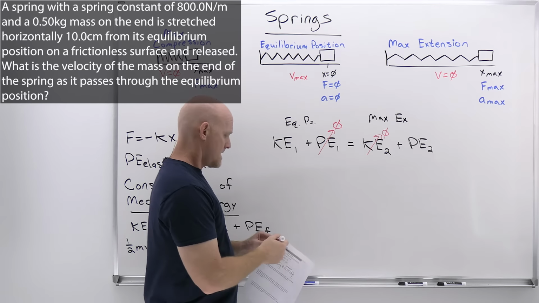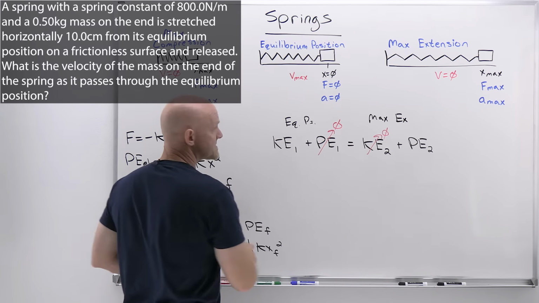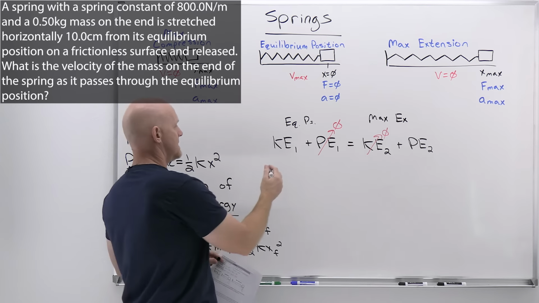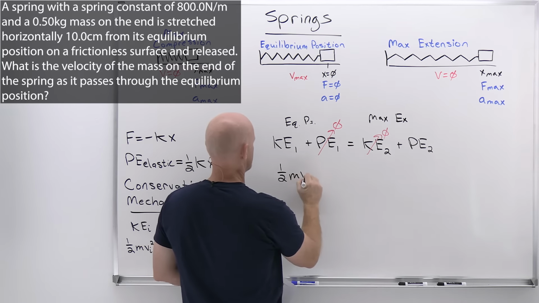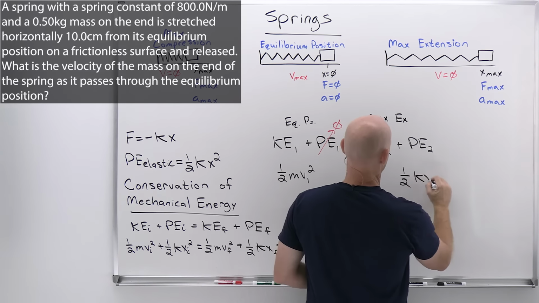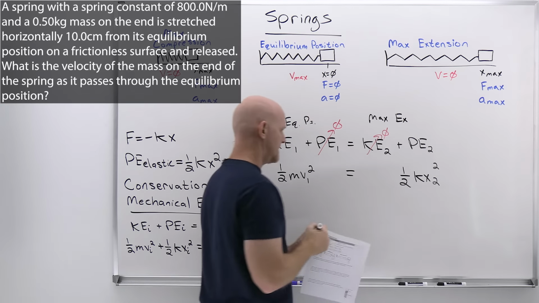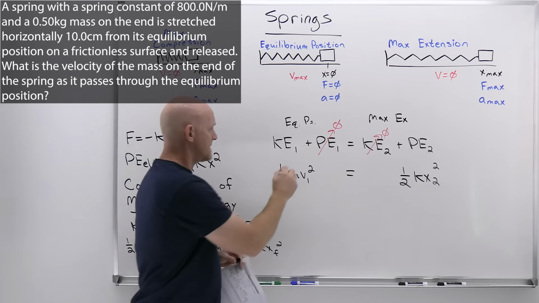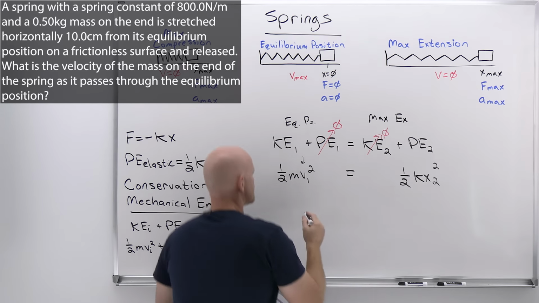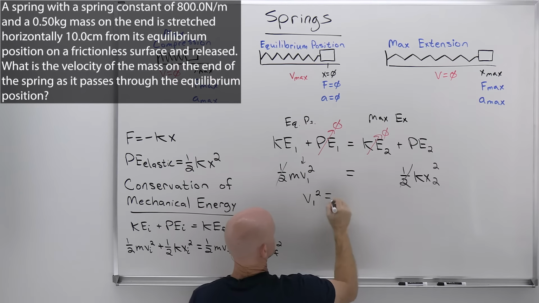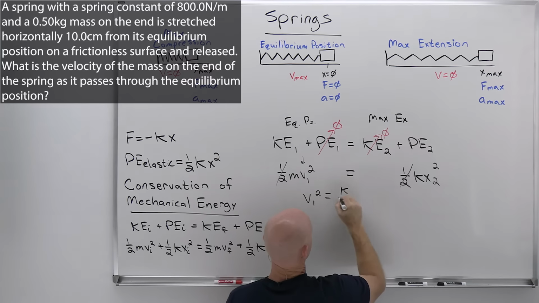All right, so this should look somewhat familiar to some of the stuff we did with gravitational potential energy, where some of those terms go away at the extremes. And so we're going to have 1/2 mv1 squared equals 1/2 kx2 squared. And from here, it's going to be a little bit of plugging and chugging. We want to solve for that velocity. Notice the 1/2 will cancel. We get v1 squared equals k over m times x2 squared.